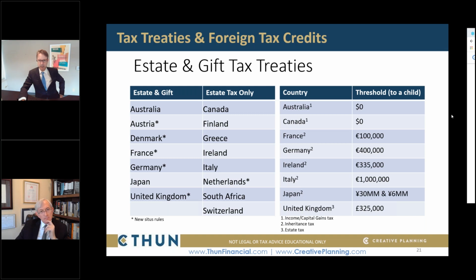Yes, Michael writes, is a U.S. security, for example, shares in Coca-Cola, considered a U.S. in situ asset? In situ, I think that means a U.S. situs asset. Yes, Coca-Cola is a U.S. situs. Shares of Coca-Cola are a U.S. situs asset.